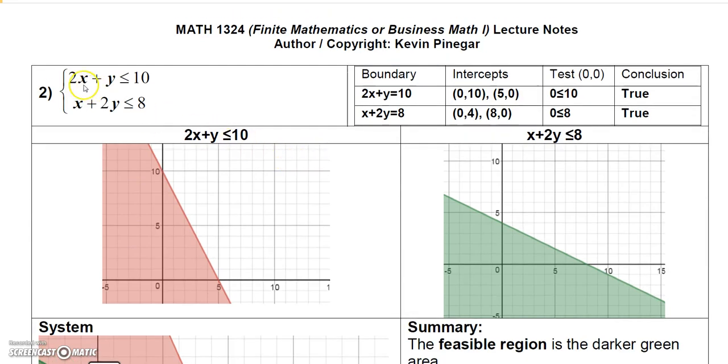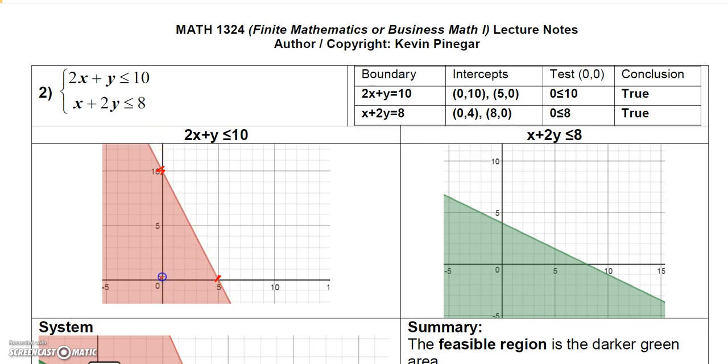Okay, here's another one. I'll do it the same way. I'll just do two grids and then do the overlap. So here 2x plus y equal 10 would be the boundary. And I think you all know how to find the intercepts now. If x is 0, y is 10. If y is 0, x is 5. So this goes through the point 0, 10, which is right here, and the point 5, 0, which is right here. And the line should be a solid line since it has the equal to with the inequality.